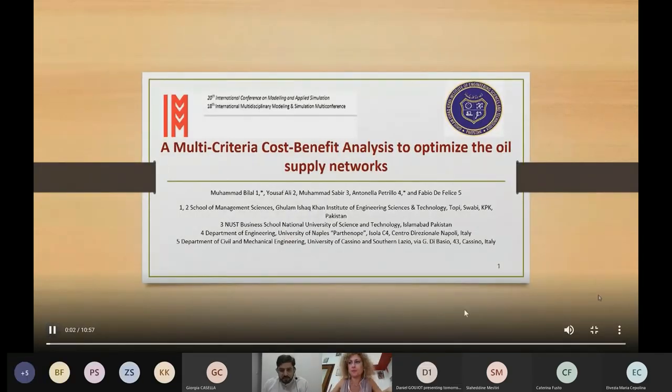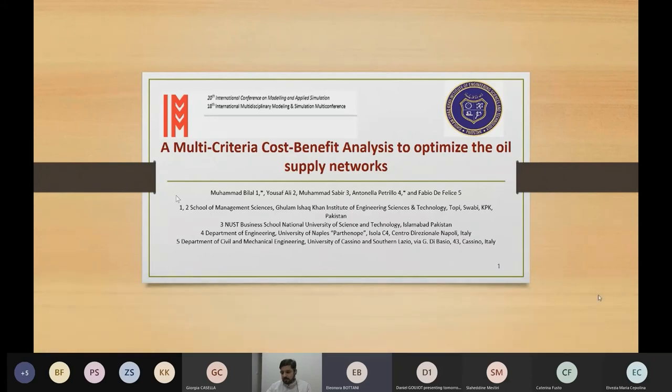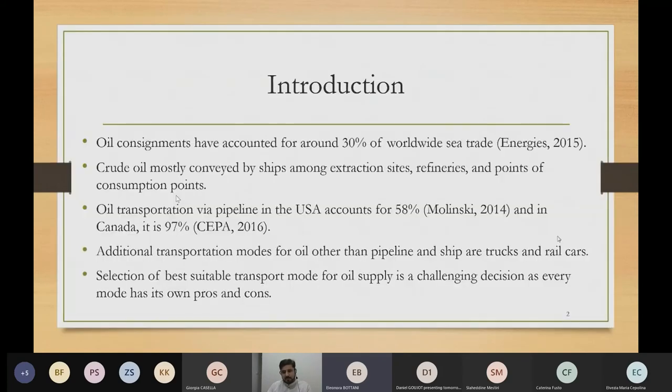Good morning, everyone. I'm Yousaf Ali with co-authors Muhammad Bilal, Muhammad Sabir, Antonio Lapitrello, and Fabio Di Felici. The title of the paper is A Multi-Criteria Cost-Benefit Analysis to Optimize the Oil Supply Network, where we are going to present different modes of transportation for the oil industry.